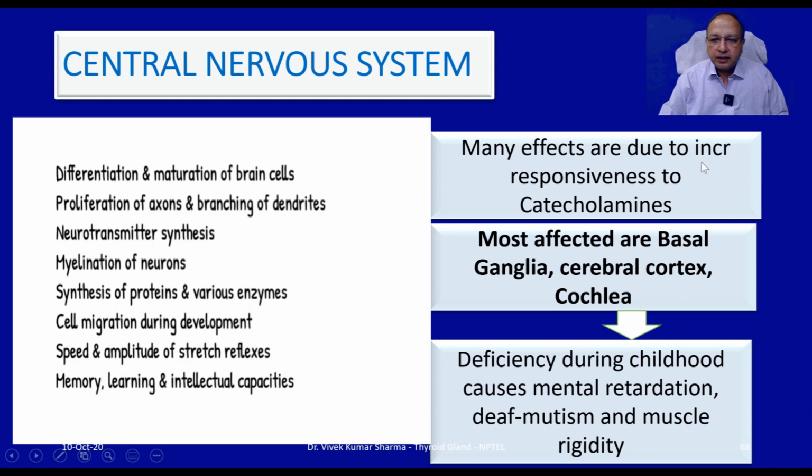Many effects are due to the increased responsiveness to the catecholamines. Catecholamines are active only in the presence of the thyroid hormones. So when there is hypothyroidism, the most affected areas within the central nervous system are the basal ganglia, cerebral cortex, and the cochlea. And the deficiency of thyroid hormone during childhood causes mental retardation, deaf mutism, and muscle rigidity.